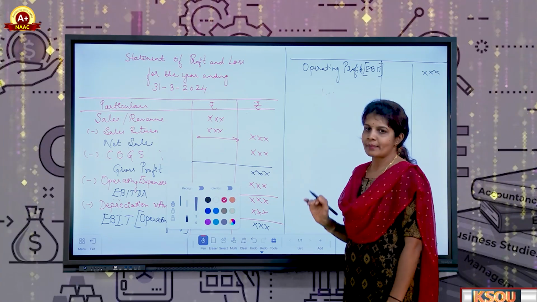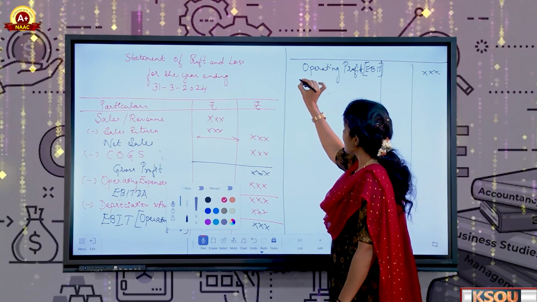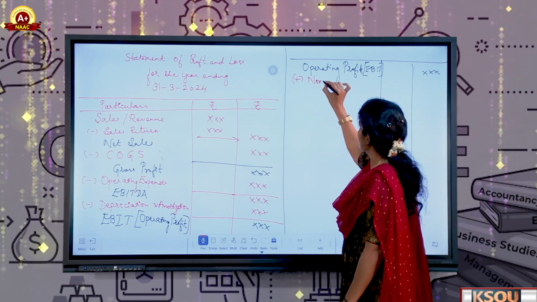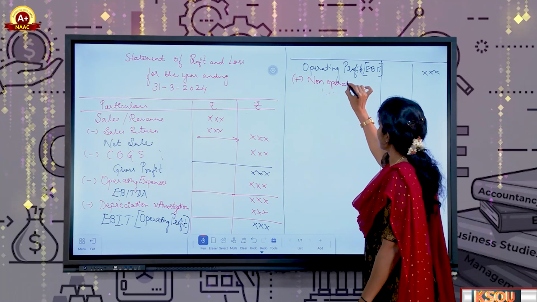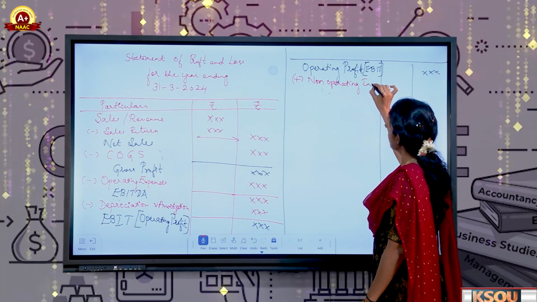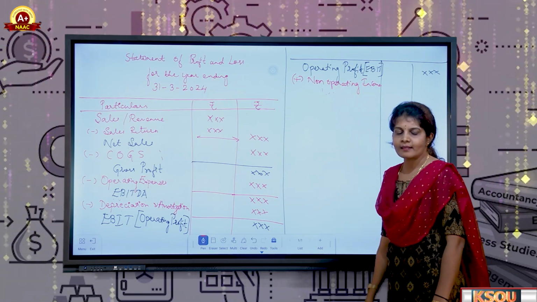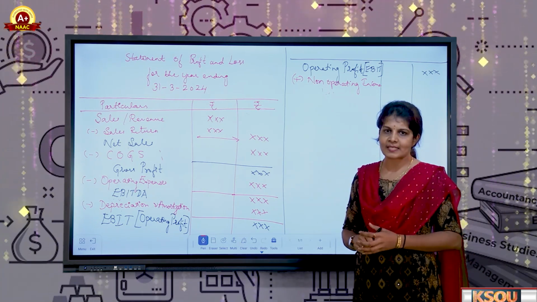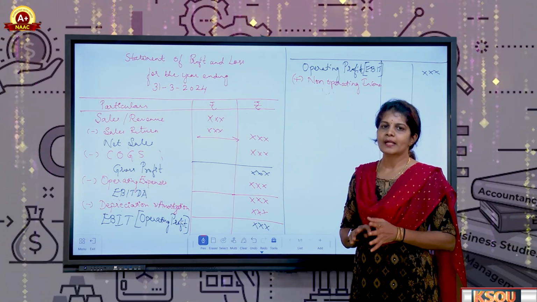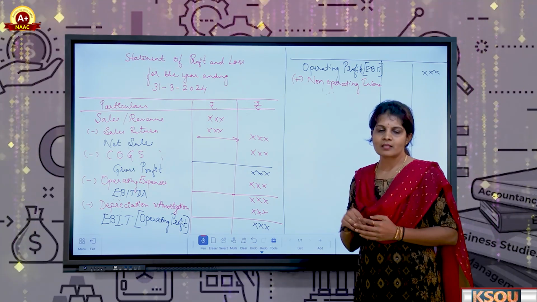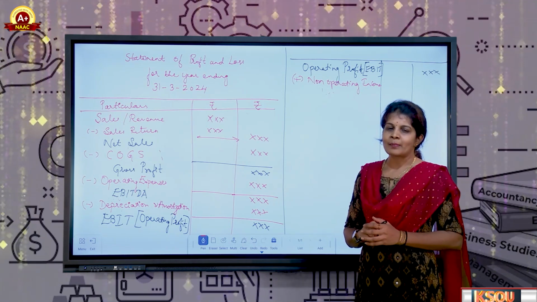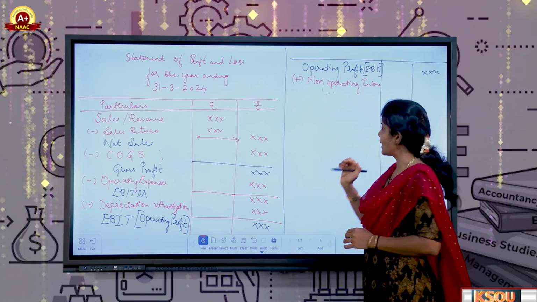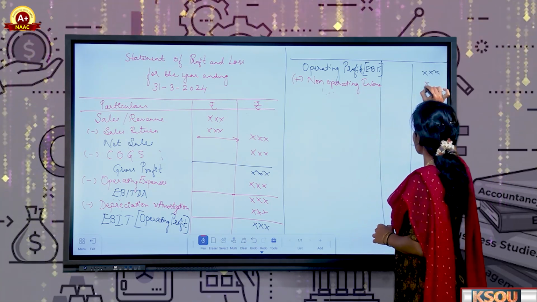Add some incomes and deduct some expenditure. So what is that? We need to add back non-operating income here. So what are the non-operating incomes? Non-operating income can be like profit on sale of fixed assets. Those are not the direct operating activity of the business. So any dividend received from the investment, those are the non-operating incomes received by the business. That income should be added.